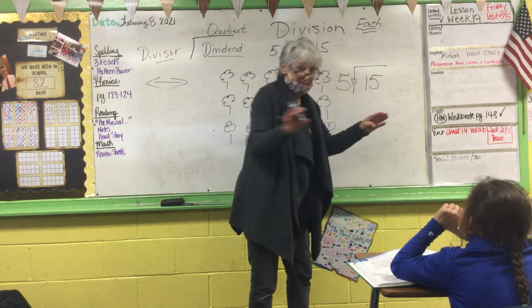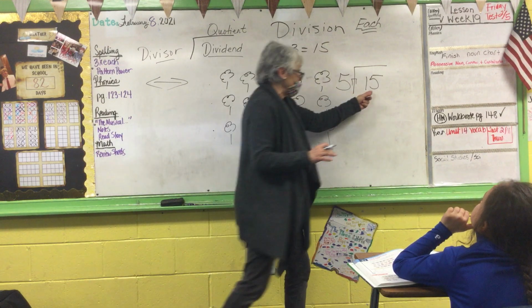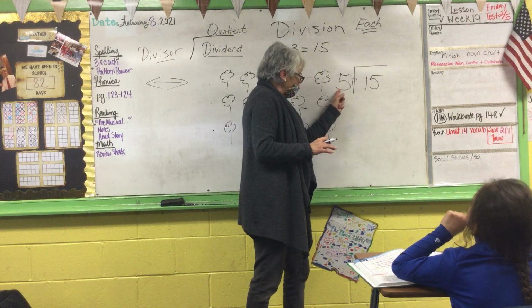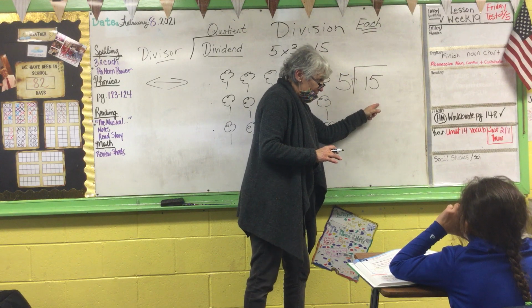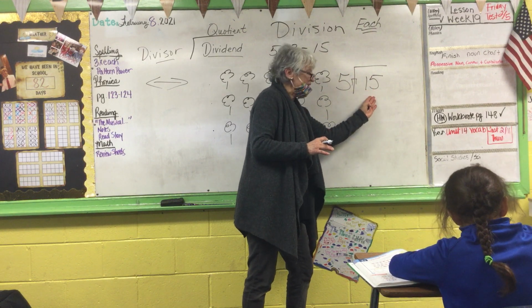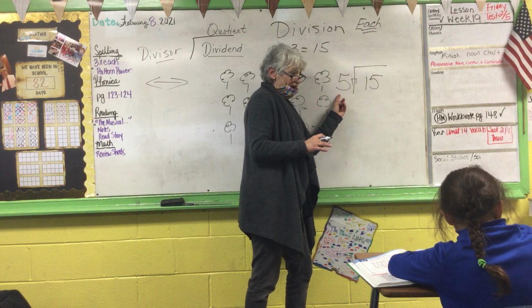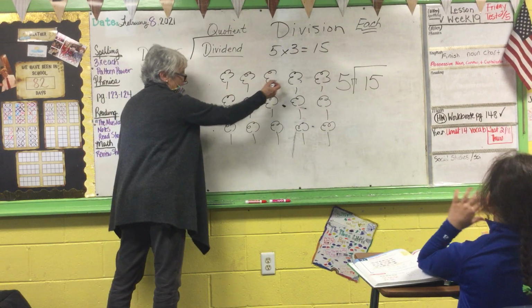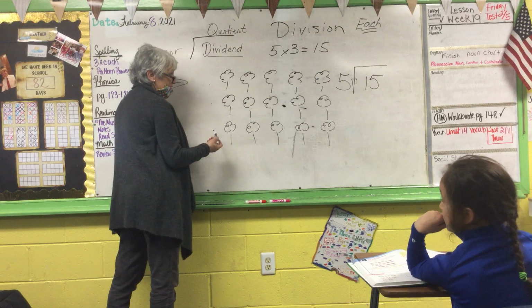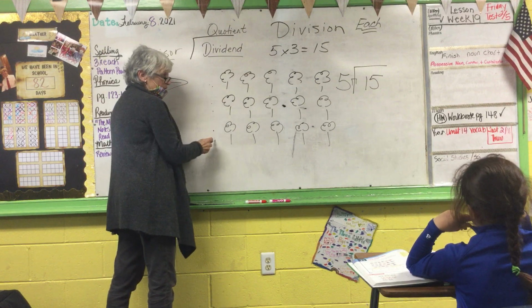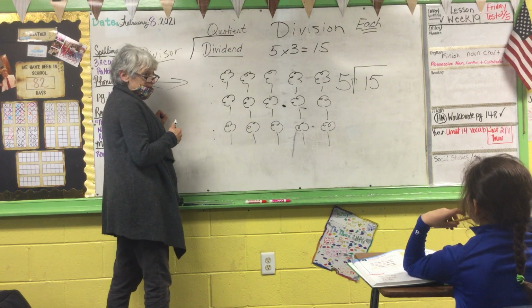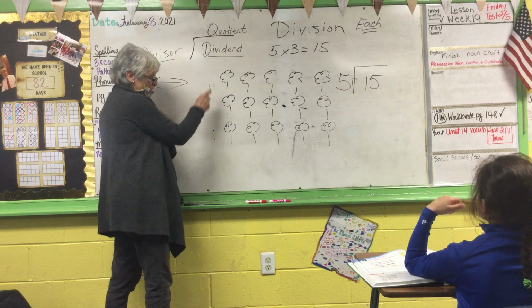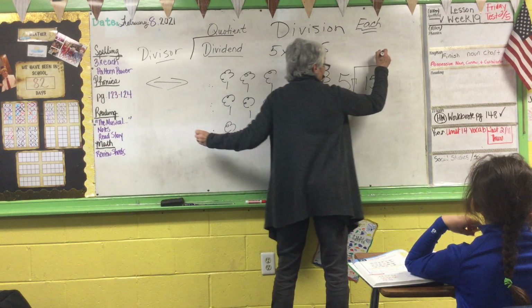So it doesn't matter. It's okay either way. 15 divided by 5 or 5 into 15. But right now we're going to say 15 divided by 5. So we have 5 and we have our 15. How many rows is it going to take us to get to that 15? 3. So 5 will go in.